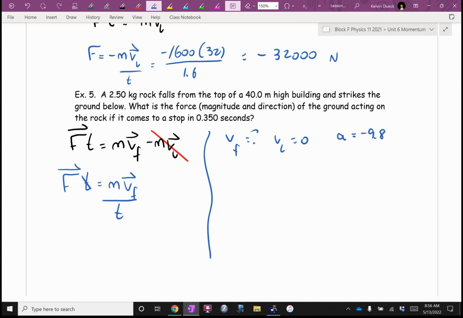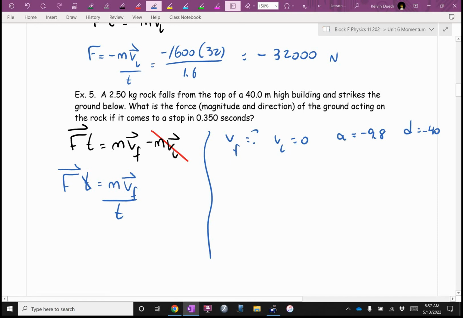Do I know time? Is that 3.5 the time that it fell for? No, that's the time it took the ground to bring it to a stop. What else do I know? I got to be fussy. Displacement. So not 40, but... Now, we have just decided that down is negative. And it did say magnitude and direction. So if we get a negative force, down. If we got a positive force, up.